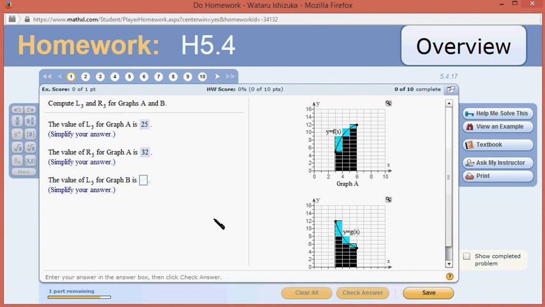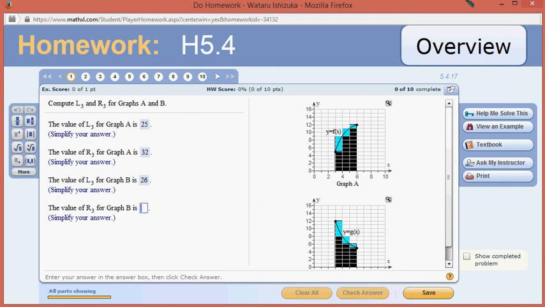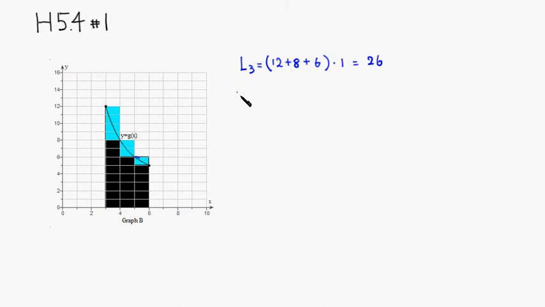26. Check the answer. Then the right sum. If you want to find the right sum with n equals 3, look at the right endpoint to determine the height, that's 8, plus the right endpoint to determine the height, that's 6, and look at the right endpoint to determine the height, that's 5, times 1. So that's going to be 14 and 19.